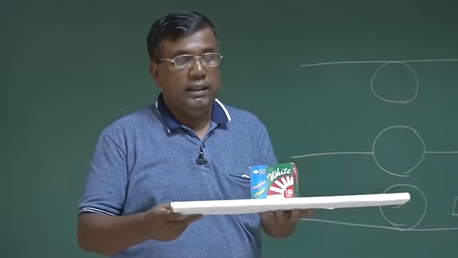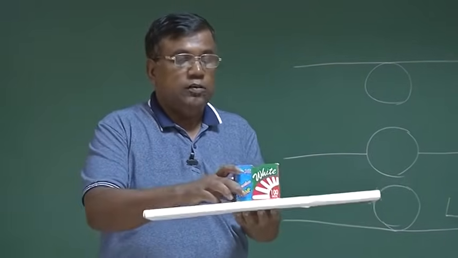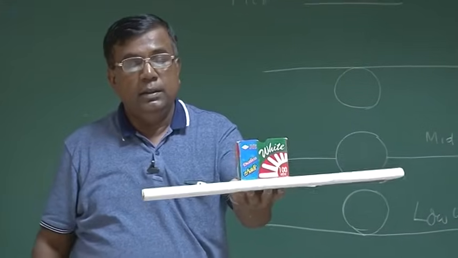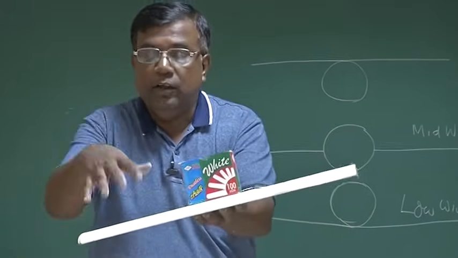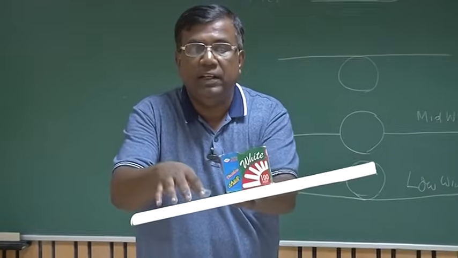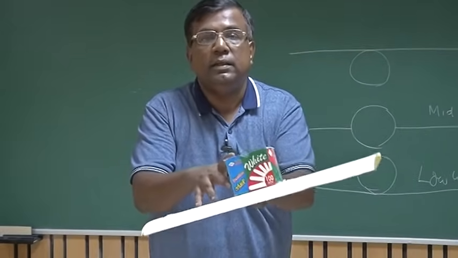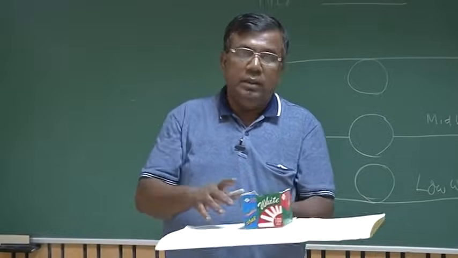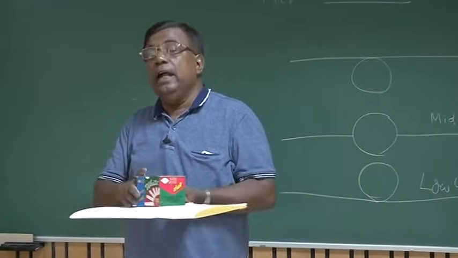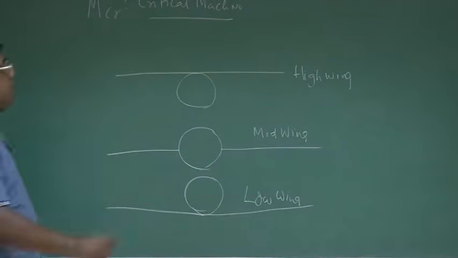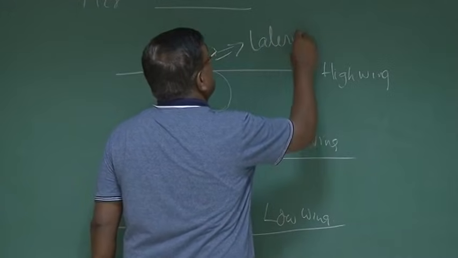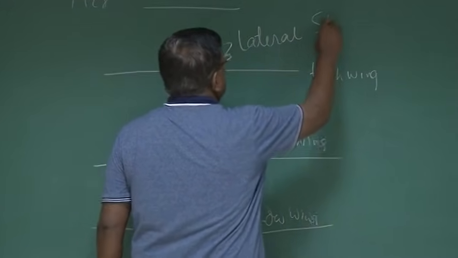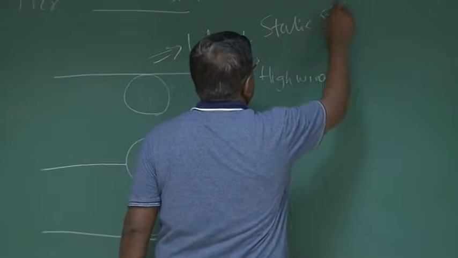Suppose it is a low wing like this. Assume this is the fuselage. Then what will happen? As it banks, it side slips, but now the air pressure will act on this top surface, it will further turn it, further bank it down. That means it doesn't have any lateral static stability. That is why when we are having a high wing, it possesses lateral static stability.